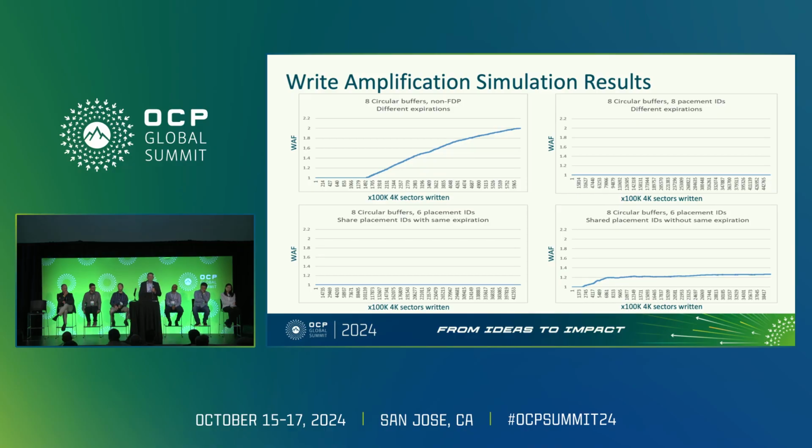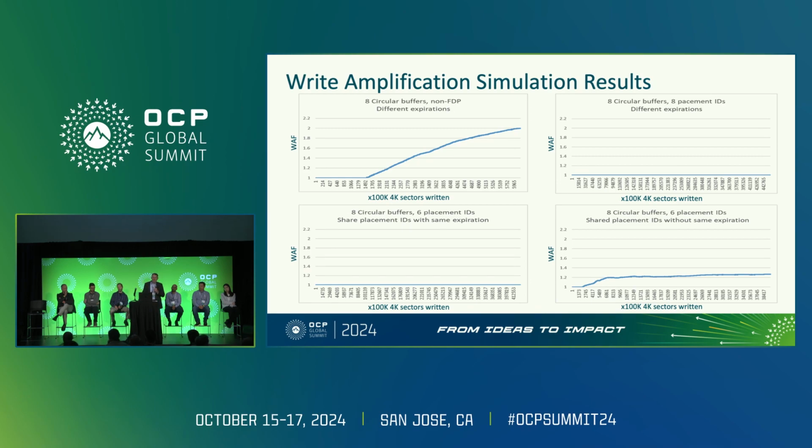But in the upper left-hand side, you see a traditional drive running 8 circular buffers with 8 different expiration times, getting a WAF of over 2.0. The WAF that you'll see depends upon a lot of things, such as the over-provisioning of the drives, but WAFs in the 2.5 to 3.5 range are actually fairly typical in conventional drives. Top right-hand side, I separated out those same 8 circular buffers into 8 different placement IDs. Perfect, near 1.0 WAF results there.